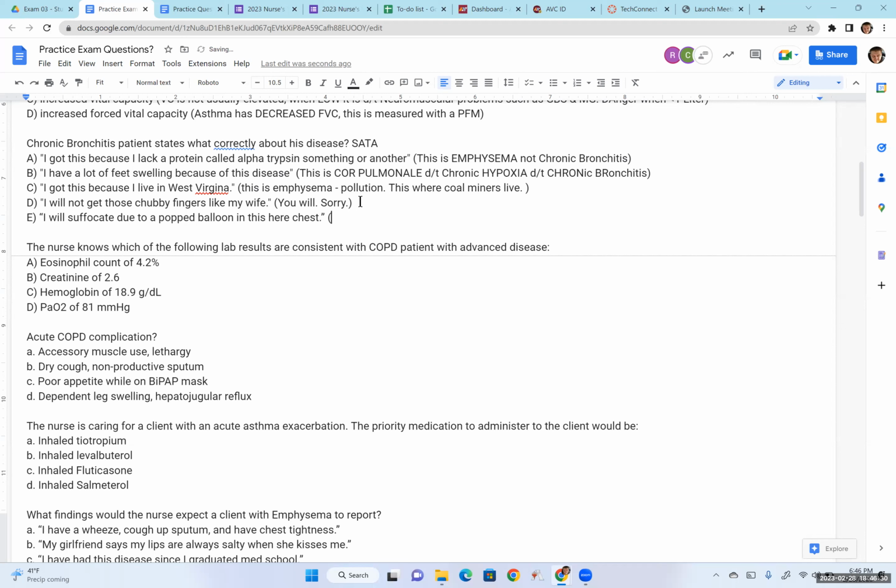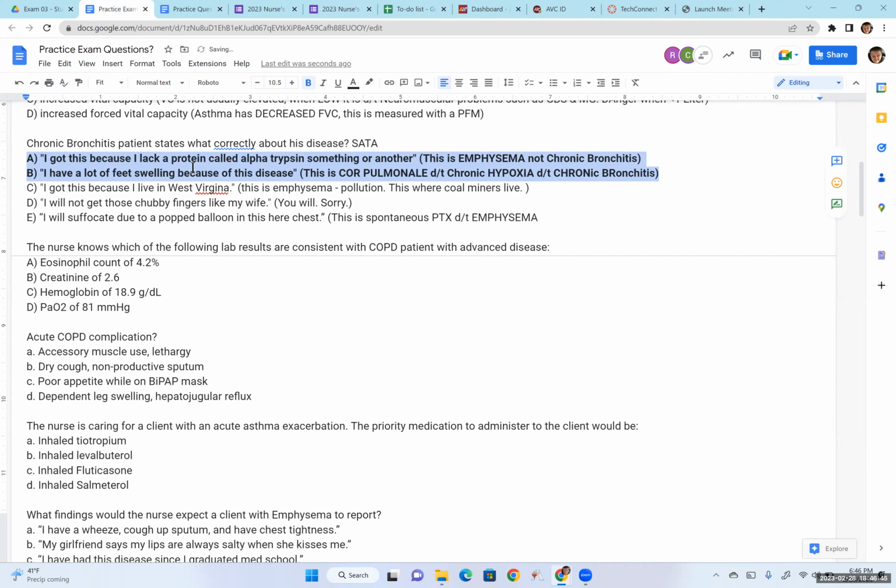Right, so that's what this is. Spontaneous pneumothorax due to emphysema. So the correct answers would be this one. The test could ask you emphysema, and then you just pick the other answers, right? Or the test could ask chronic bronchitis, and can you differentiate between chronic bronchitis and emphysema?